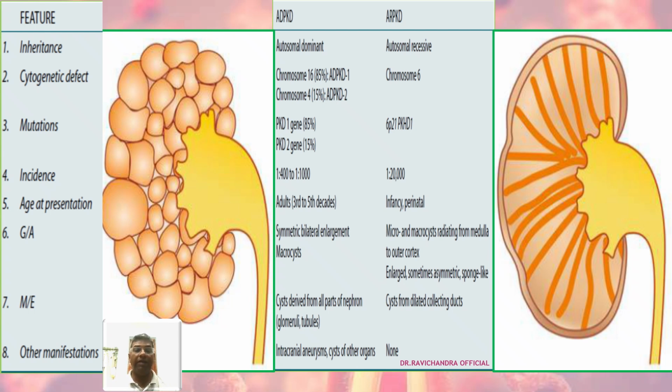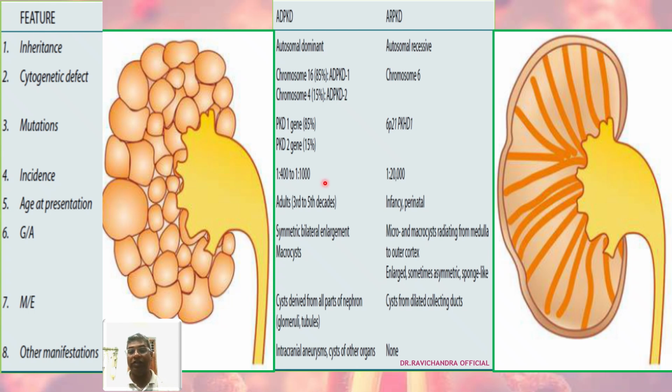Age at presentation, the name itself is saying, autosomal dominant, so it will be seen in adults, 3rd to 5th decade. Autosomal recessive will be seen in infancy and the perinatal period. On gross examination, in ADPKD there are symmetrical bilateral enlargements, and there will be macrocysts as shown in the picture. Macrocysts. See, all big cysts, macrocysts.